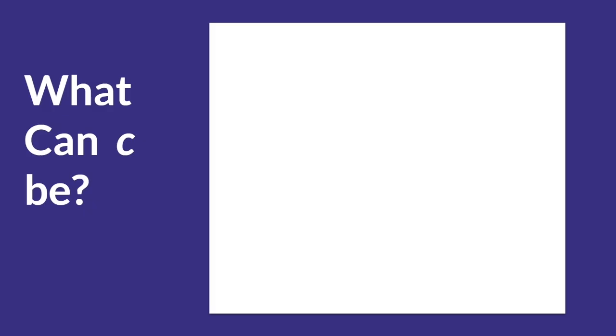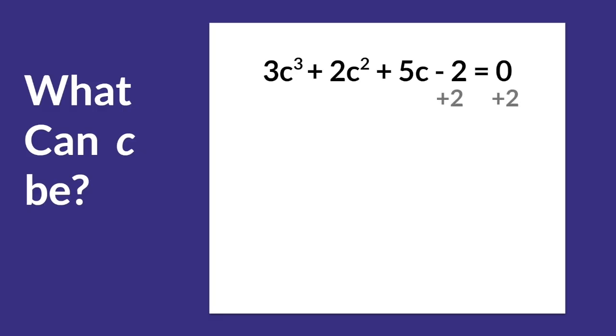First, let us look at what c could possibly be. Let us get rid of the d's for now and look at the polynomial 3c cubed plus 2c squared plus 5c minus 2 is equal to 0. So let us add 2 to both sides. Now on our left-hand side, every term is being multiplied by c, so we can now factor out this c.